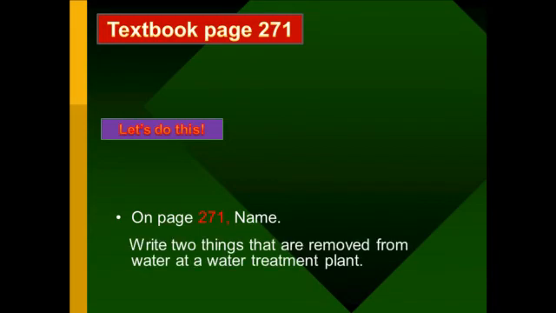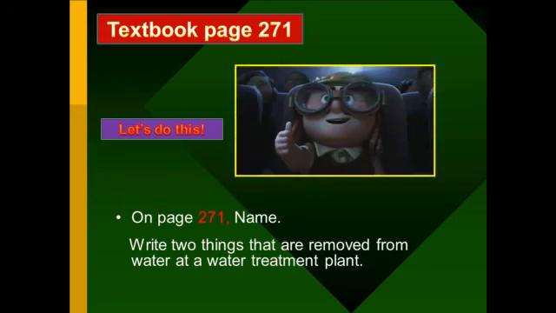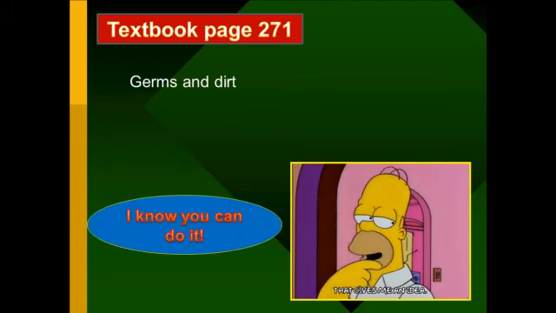Activity time. Let's do this. On page 271, name, write 2 things that are removed from water at a water treatment plant. Okay? Of course, that will be germs and dirt. I know you can do it.